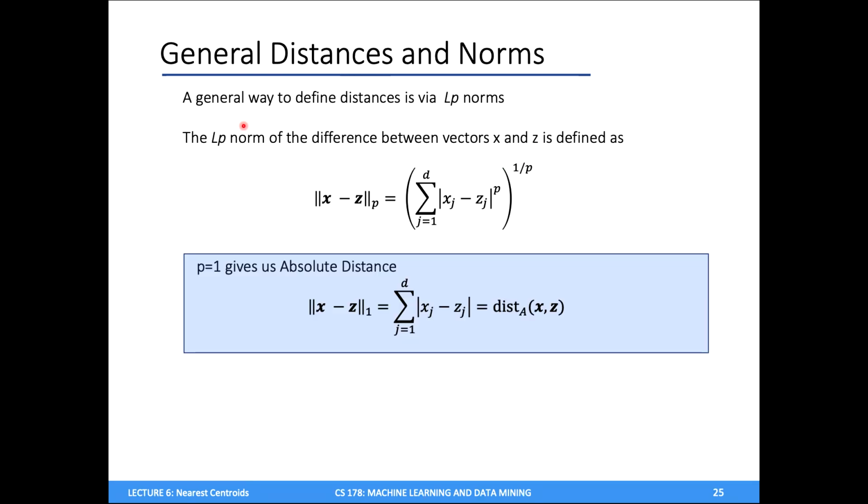So let's look at some examples, make this a little more concrete. For p equals 1, we get a distance formula called the absolute distance. And this is nothing more than the sum of the absolute values between the components of our vectors. So this is a fairly straightforward way that we can measure distances.